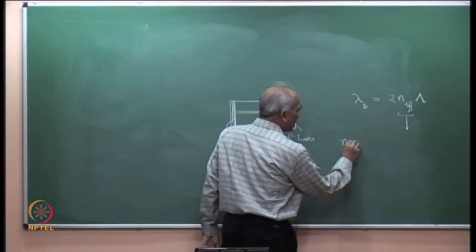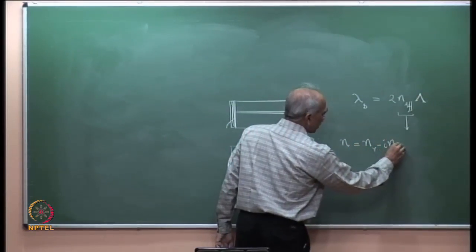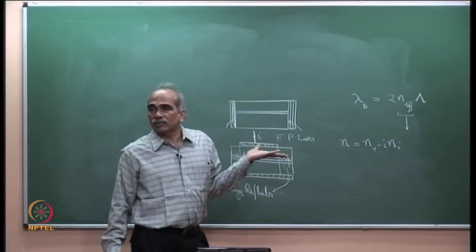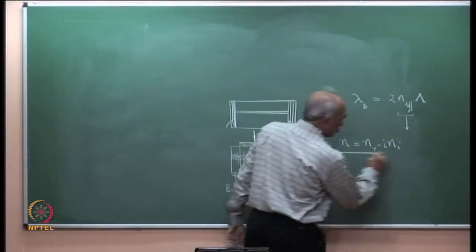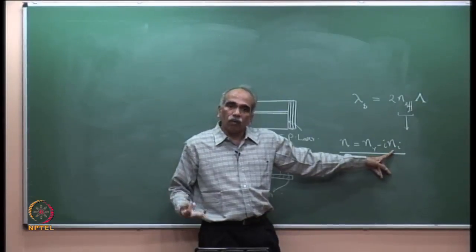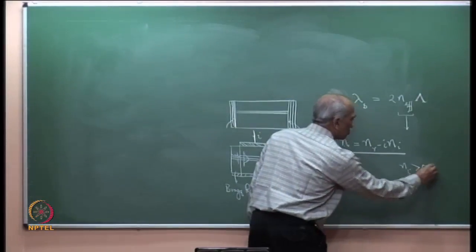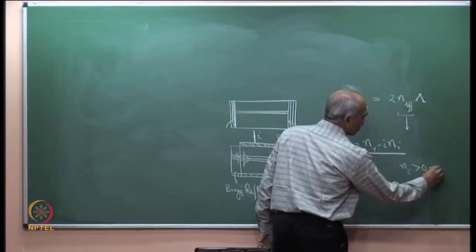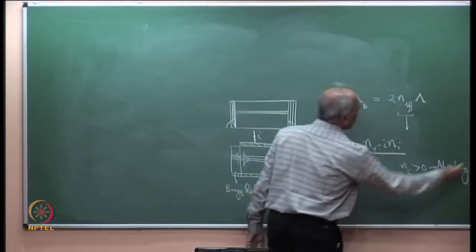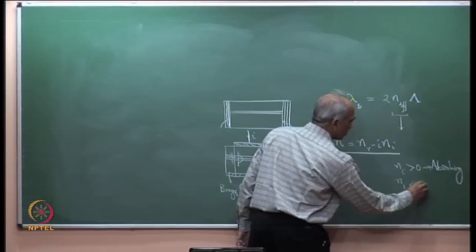Refractive index of a medium in general is given by nr minus i times ni. Refractive index of a medium in general is complex, and it is the complex part which will tell you whether the medium is absorbing or amplifying. If ni is greater than 0, this means it is absorbing. If ni is less than 0, it is amplifying.